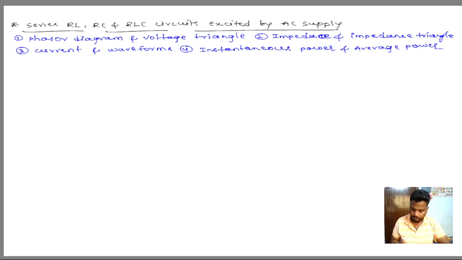These are the steps we are going to follow for series RL, RC and RLC circuit excited by an AC supply. Is it clear? First, we need to draw the phasor diagram and voltage triangle. Then we need to calculate impedance and draw the impedance triangle. From the impedance triangle, we need to calculate power factor and phase angle. Then calculate current and draw the waveforms. Last one, calculate instantaneous power and average power. And these are the points we are going to discuss for all these series combinations RL, RC and RLC. Is it clear?